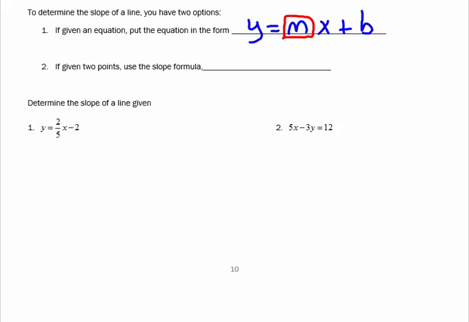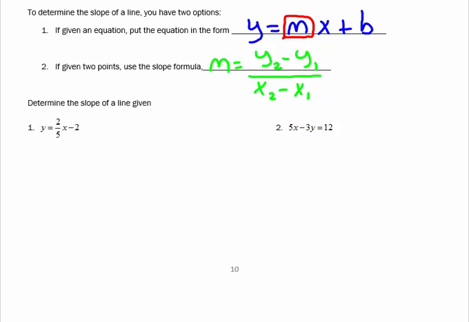However, what if you're given 2 points? If you're given 2 points, you'll use the formula of the change in y over the change in x. So you're going to subtract the y values on top over the subtraction of the x values. So again, the change in y over the change in x.